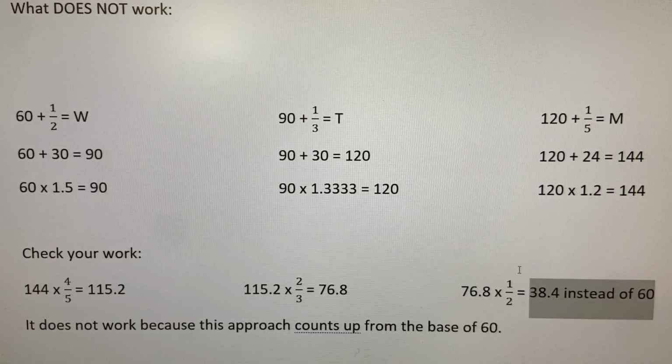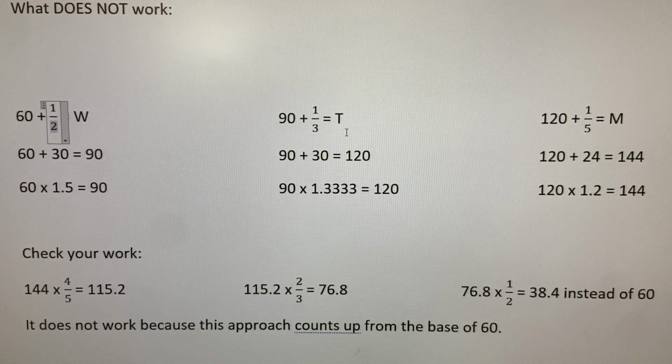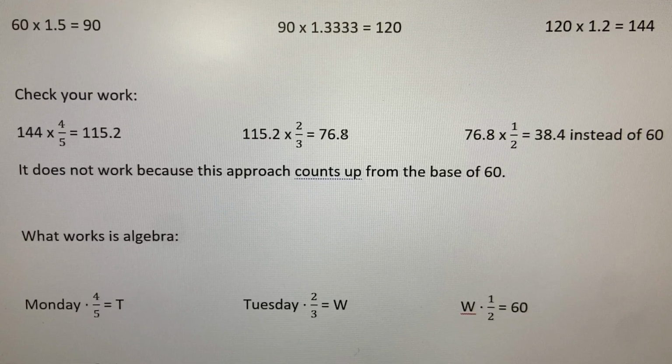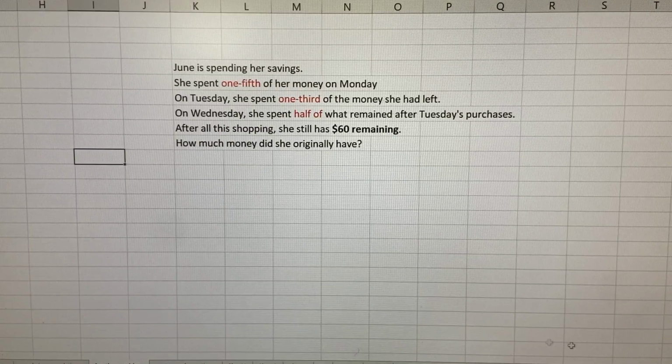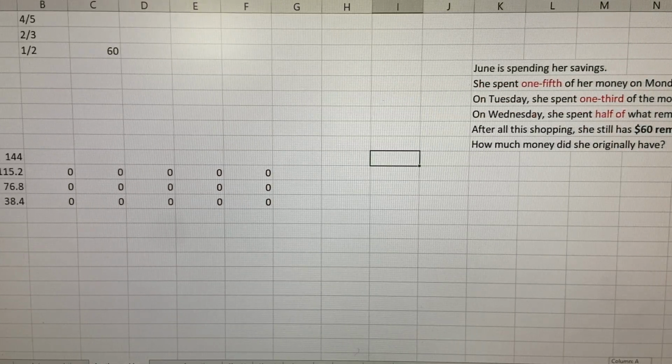And again, it doesn't work because this approach starts with 60 and uses the same fractions as in the original problem. So what works is algebra, as well as one other thing that works, which is guess and check. So let me show you here, guess and check.